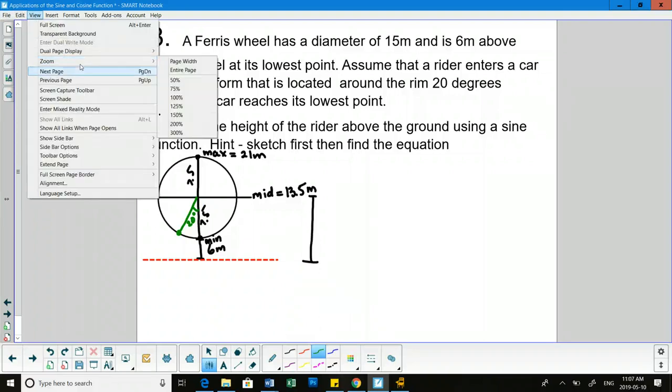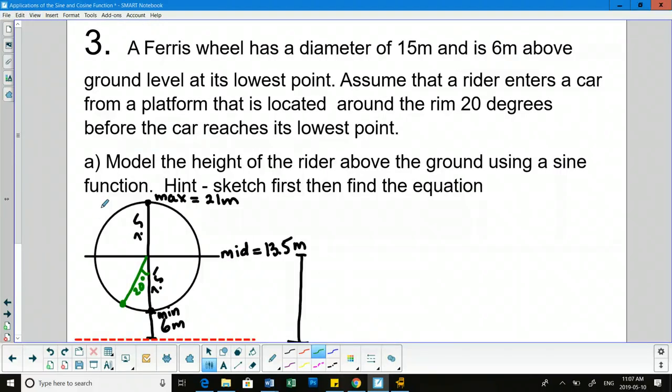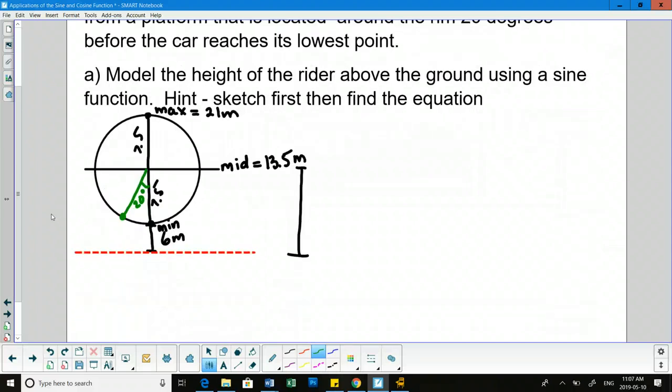Maybe I'll zoom in just a tiny bit here. Before the car reaches its lowest point. So this minimum is, of course, the lowest point. So if this is our start, this has to be 0 degrees. Start is always 0 degrees. Well, how far have you rotated when you first get on a Ferris wheel? 0, right? Okay, so wherever you start, it's always going to be 0. Start is 0.